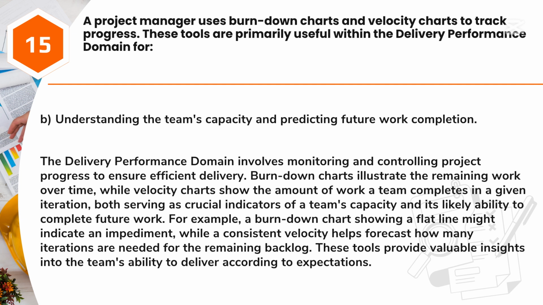For example, a burn-down chart showing a flat line might indicate an impediment, while a consistent velocity helps forecast how many iterations are needed for the remaining backlog. These tools provide valuable insights into the team's ability to deliver according to expectations.